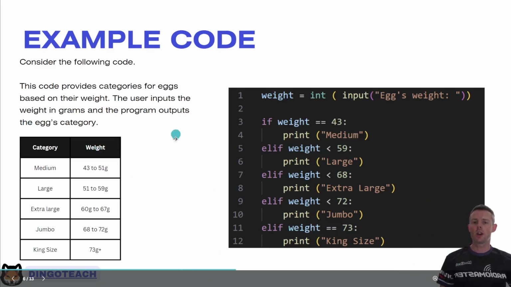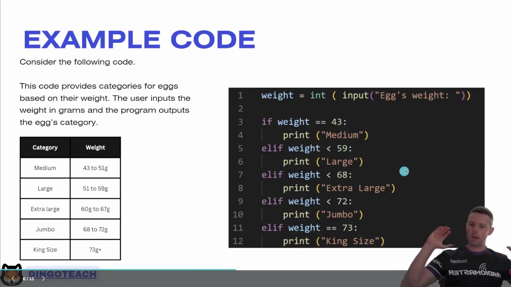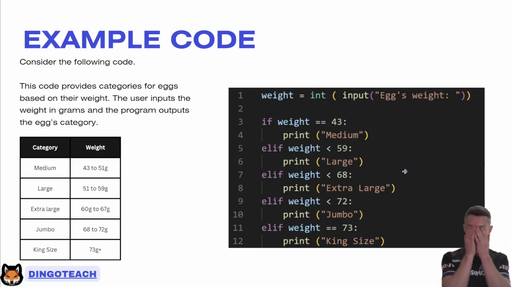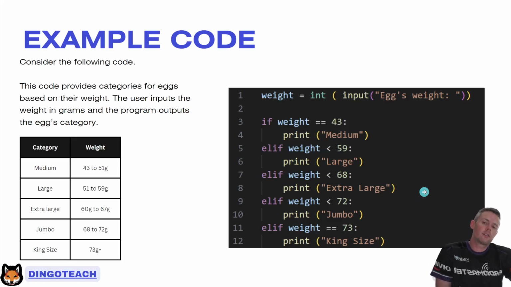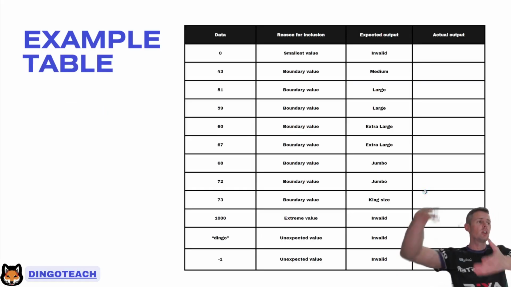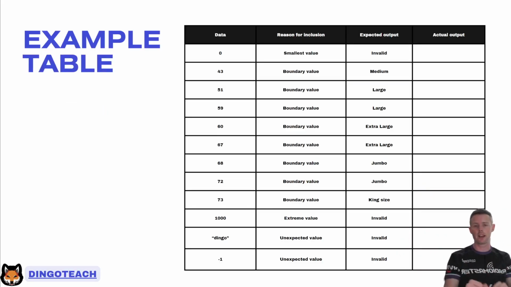Okay? So I've written this code to try and match this table, but I'm a poor coder. I was tired. I had too many coffees. I didn't sleep the night before. My baby kept waking me up, all that kind of stuff. So I'm like, all right, time for some test data. Now, this is a huge set of test data, but bear with me, okay?